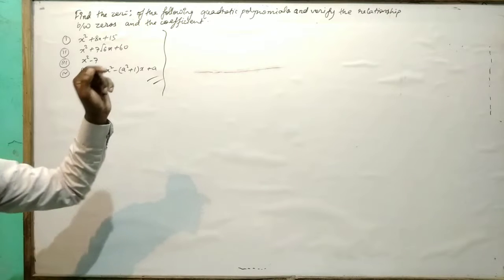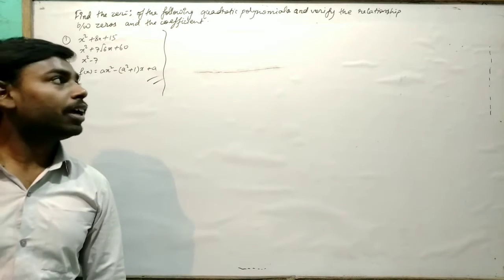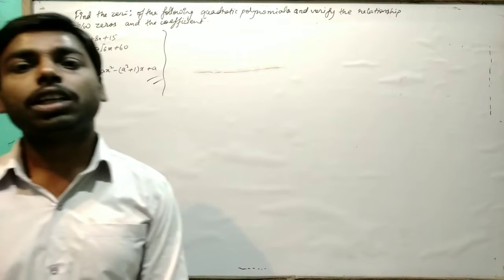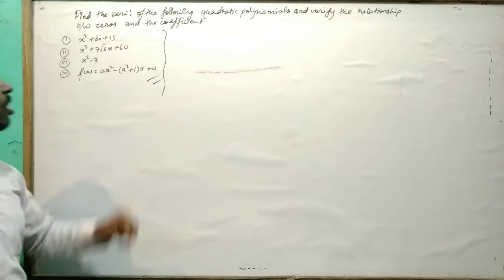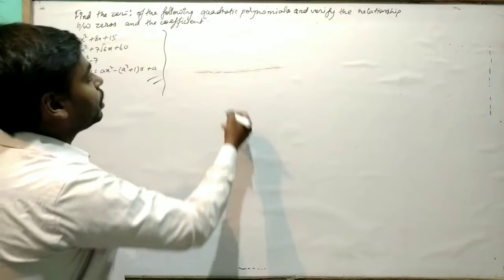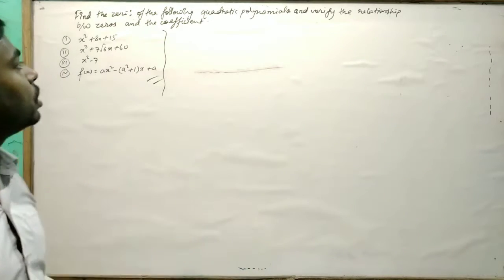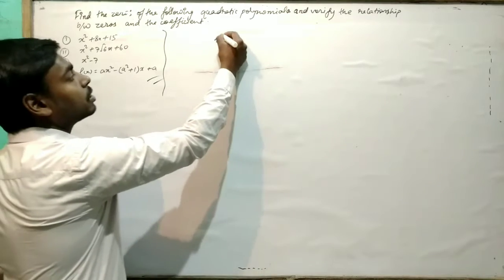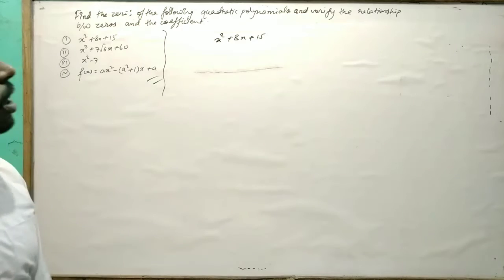The question is: find the zeros of the following quadratic polynomial and verify the relationship between zeros and the coefficients. The first polynomial is x square plus 8x plus 15. We know how to find the zeros of the polynomial. x square plus 8x plus 15 we have already studied in class 9.